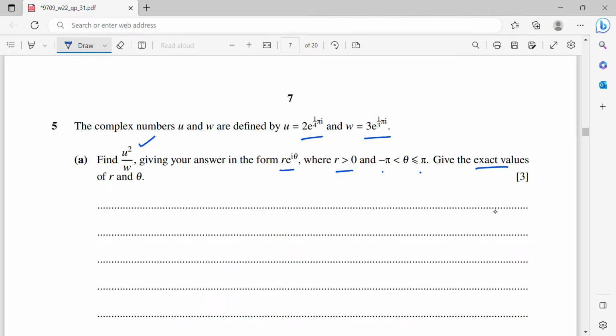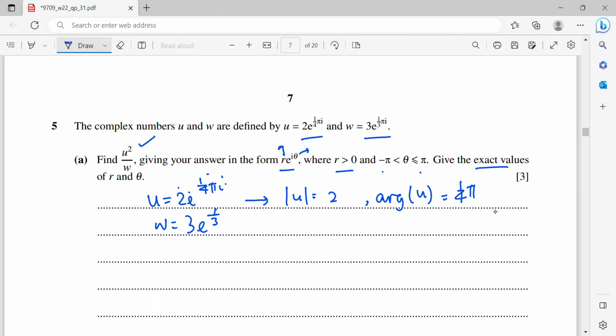Okay, so first of all, I will write down the u, 2e, 1 over 4 pi i. So from here, the r, okay, or I would say that this is a u, the modulus. Actually, the r is a modulus, the theta is the argument. So the modulus of u is going to be 2 because this is re to the i theta, right? So the argument of u is 1 over 4 pi. Now, from the w equals to 3e 1 over 3 pi i, your modulus of w is 3, then the argument of w is 1 over 3 pi.